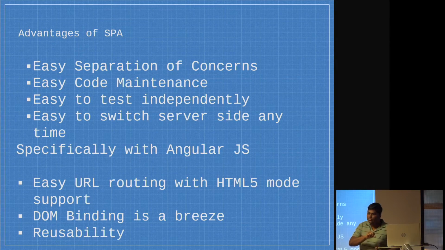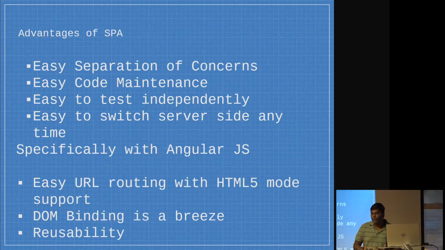Like when you type something on your address bar and then it goes to a specific page, that was not possible earlier, like 3 or 4 years before. It was very hard to achieve on a single page application. But AngularJS makes it a breeze. So naturally, your search engine friendly URLs or any URL based optimization that you need, it is a breeze with AngularJS. And another thing is the DOM binding.